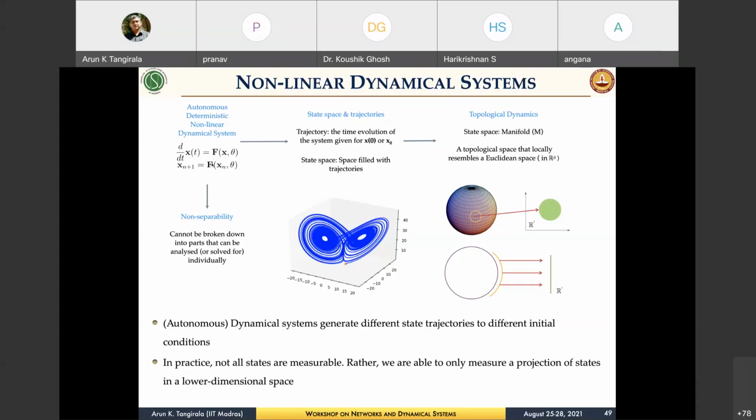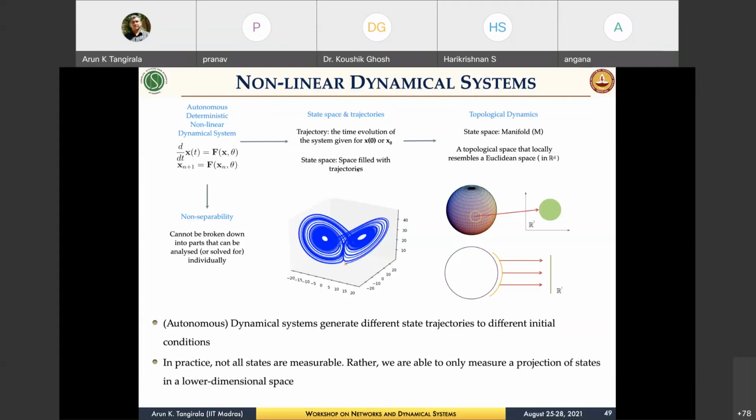Here is an autonomous deterministic nonlinear dynamical system. You cannot break it up into parts, like you are able to do in a linear system. That is, the functions here cannot be written as a superposition. This is the continuous time version. This is the discrete time version. Obviously, to different initial conditions, you'll get different trajectories. And if you were to plot all the trajectories for all possible initial conditions, and if it is a so-called dissipative system and so on, then you get a phase space plot. I'm assuming a three-dimensional, three-state system.